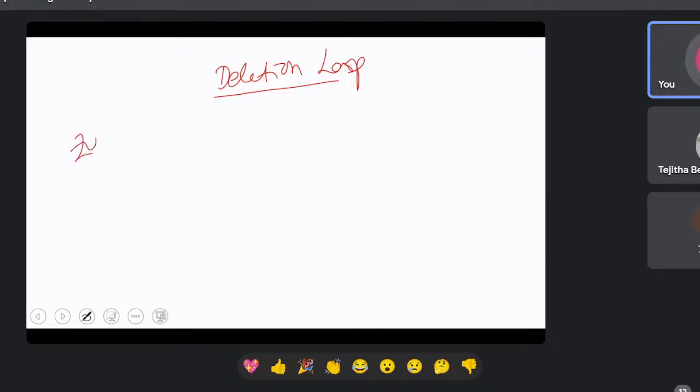Can anybody tell me what happens during zygotene in prophase 1 of meiosis 1?